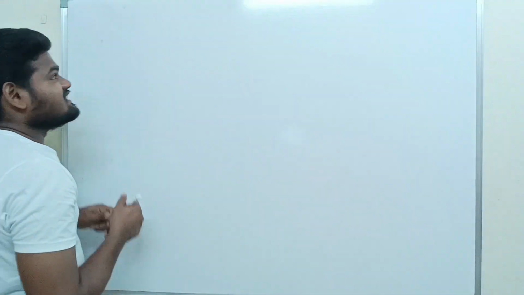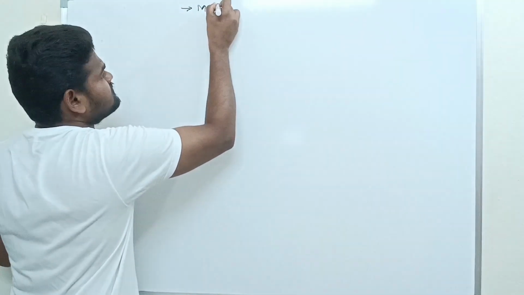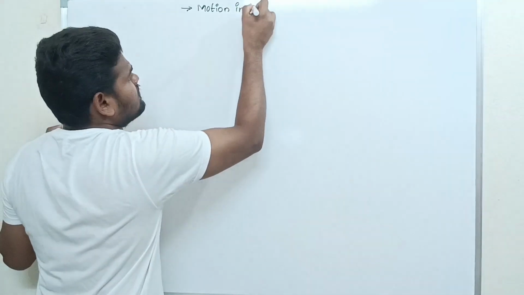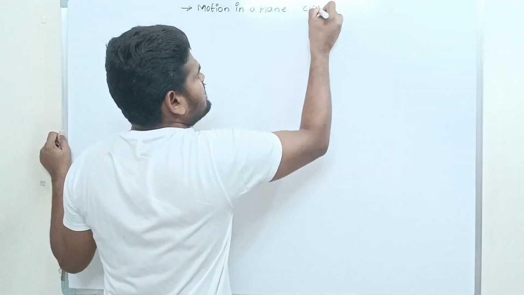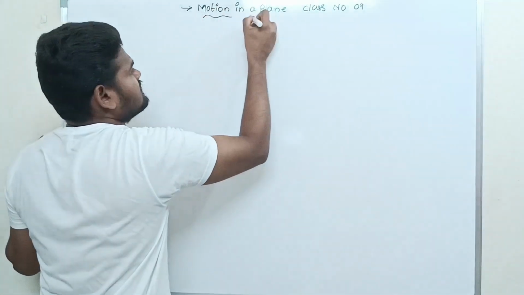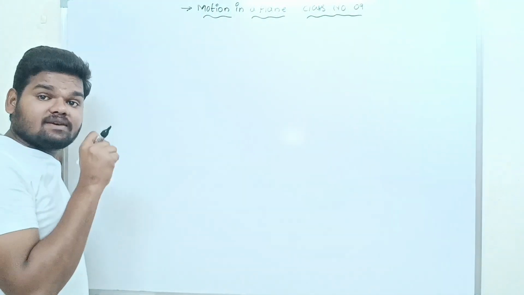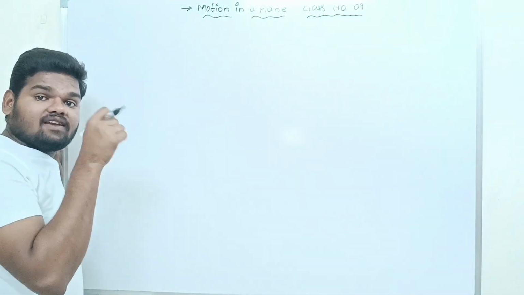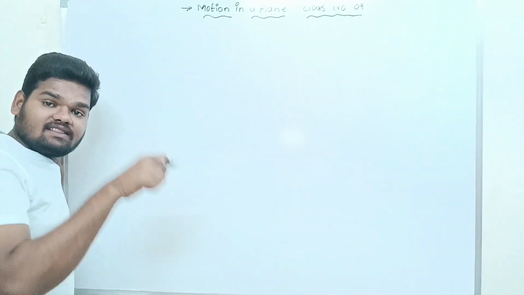Right. So what is the chapter going on? Motion in a plane. This is class number 09. What is the concept today? Today's concept is rectangular components of a vector in three dimensions, or resolution of a vector in three dimensions.